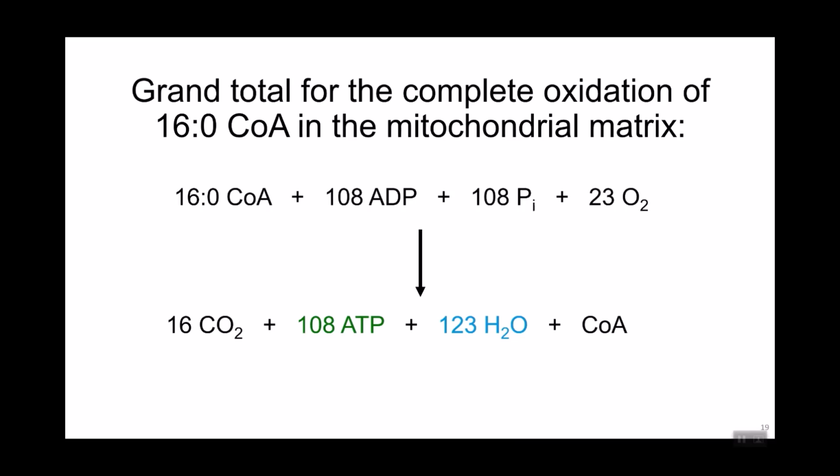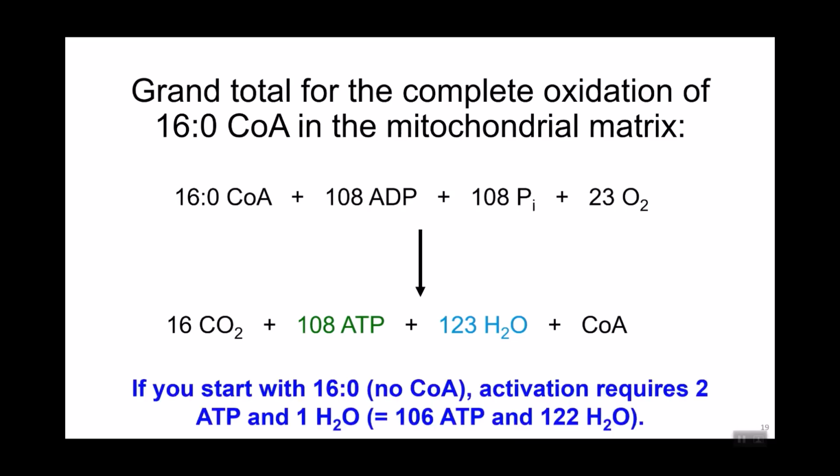Now, if we do talk about that free fatty acid chain that came from adipose tissue, so the chain without the coenzyme A attached, we would actually have to use 2 of those ATPs for the activation step and regeneration of ADP from AMP. We'll also need 1 water molecule for the hydrolysis of that pyrophosphate, so it'll be a total of 106 ATPs and 122 water molecules.